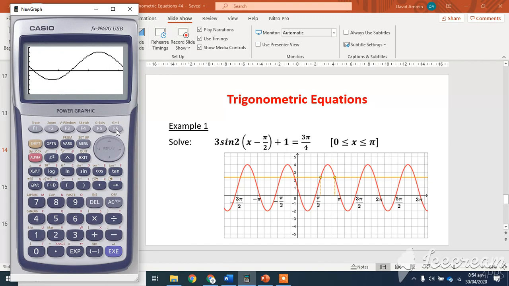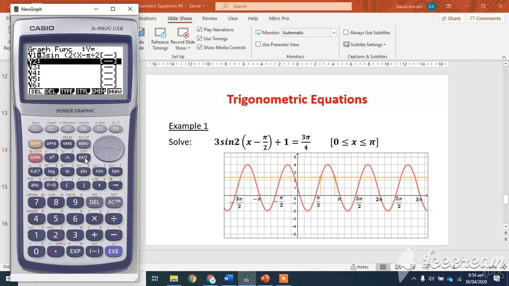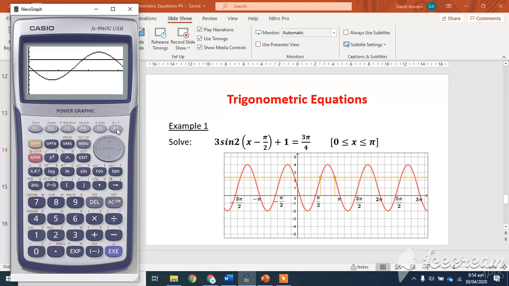Now, the graph looks different to what you see on the screen because I've got a different set of x values for my window. I'm only going from 0 to pi radians. Okay, now let's just push exit and draw in the graph of 3 shift pi divide 4, which what it does when we do that into y2, it draws the sine graph, and it draws a line through 3 pi over 4.